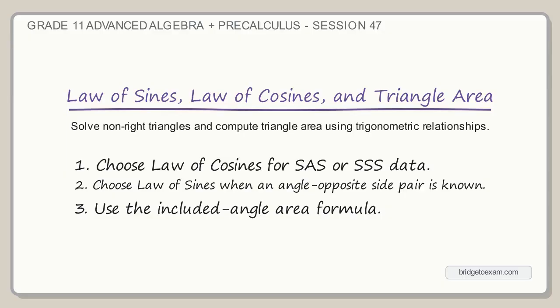By the end, you should be able to do these three things. 1. Choose Law of Cosines for SAS or SSS data. 2. Choose Law of Sines when an angle opposite side pair is known. 3. Use the included angle area formula.